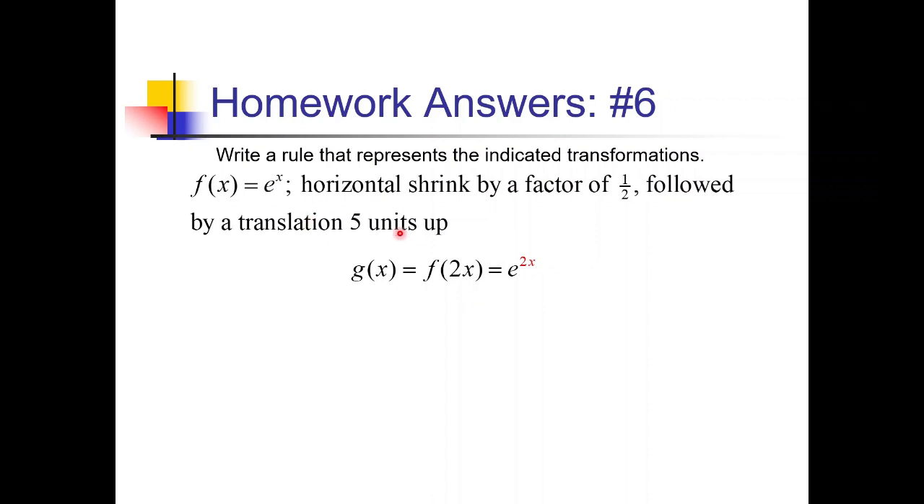Next up, I need to go up 5. So I'm going to make an h function that basically does g of x plus 5. So that's just e to the 2x plus 5. And then that's our final function.